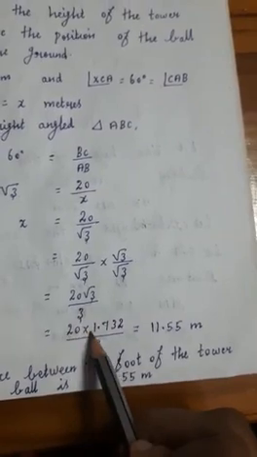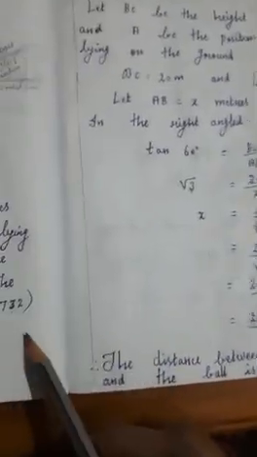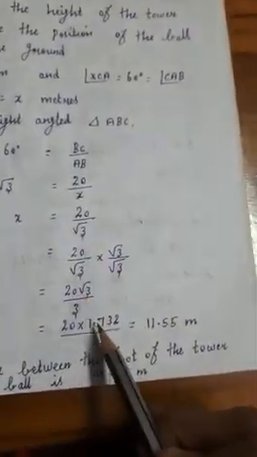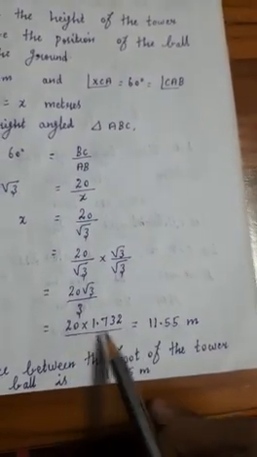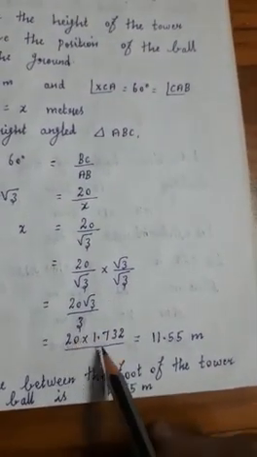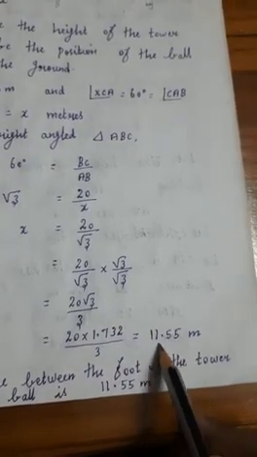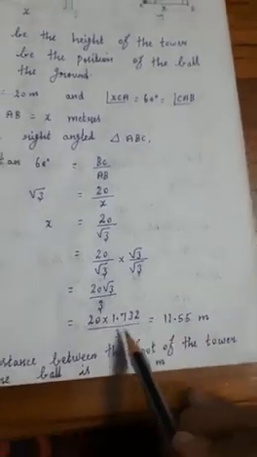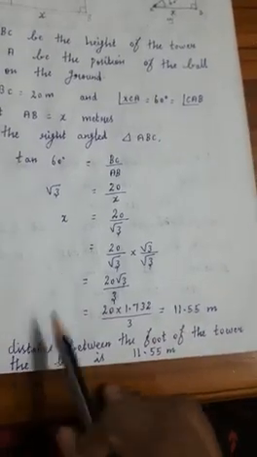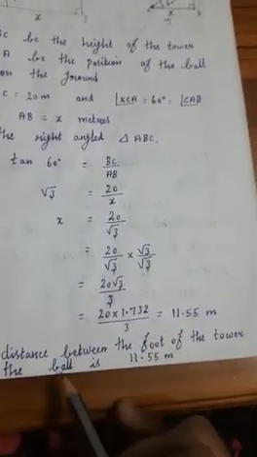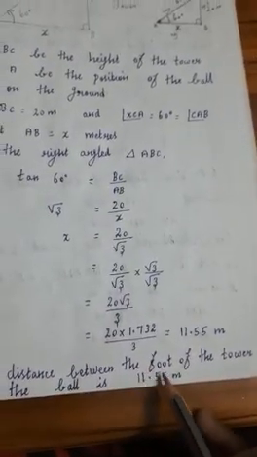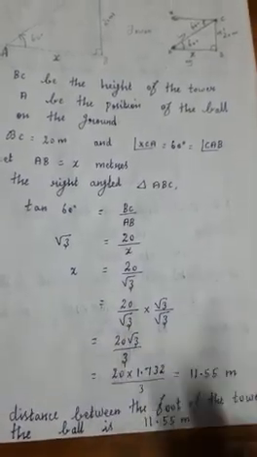Now the value of √3 is given in our question, so in 20 into √3, we apply 1.732, divided by 3. After multiplying and dividing, we will get the answer 11.55 meters. Okay, so this is the x value. x means the distance between the foot of the tower and the ball. So the answer is 11.55 meters. Okay, so that is the answer. Thank you.